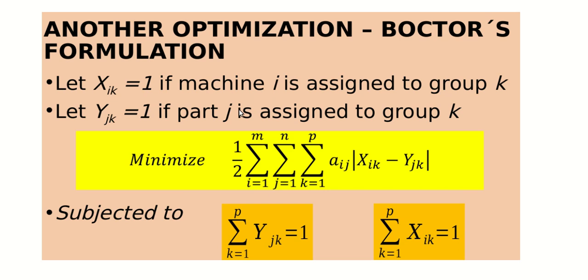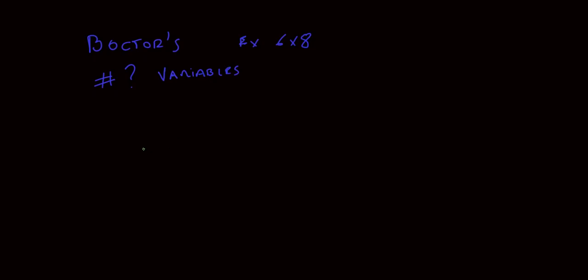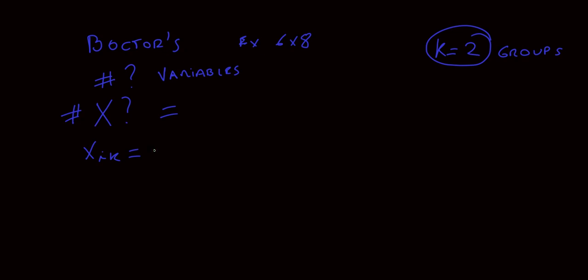So in our case, how many x variables? Let's assume that we will try a solution for k equal to 2. I want 2 groups. Let's try this solution, 2 groups. So remember, x_ik, in this case i goes from 1 to 6, so I will have 6 times 2. Essentially we have 12 variables here.